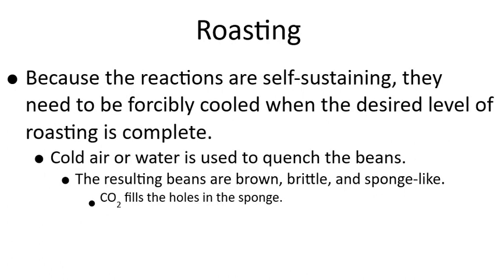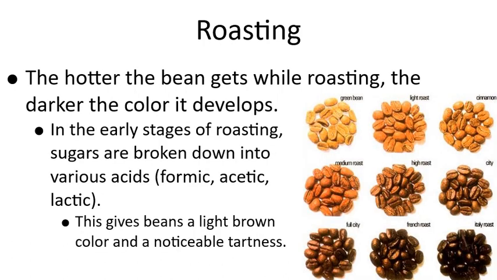Now, because those reactions are self-sustaining, we need to forcibly cool the beans to stop that roasting process once the beans reach the level that we desire. That is, we need to quench the beans using cold air or water. At this point, the beans are brown and relatively brittle. They're also sponge-like as they puffed up and the carbon dioxide fills those spongy holes. Naturally, the hotter and longer we allow the beans to get while roasting them, the darker the color they develop.